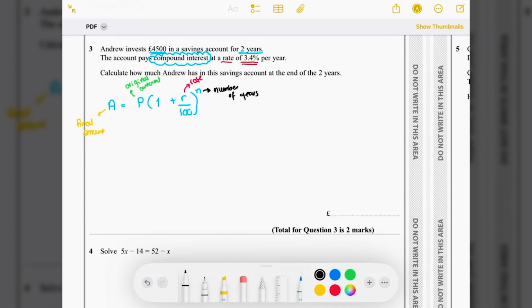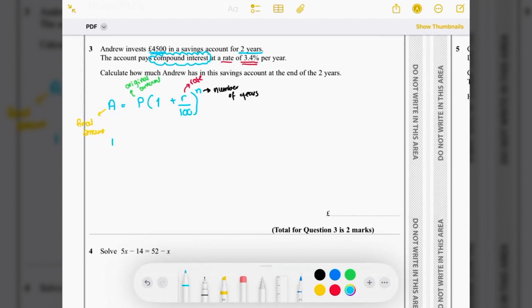No interest, you've got a certain amount of money, which is 4,500. He puts it in the bank or in a savings account, and after 2 years, that money increases. That's the interest that's put onto it. Okay, so how much has he got in his savings account at the end of the year? Let's put that information in.